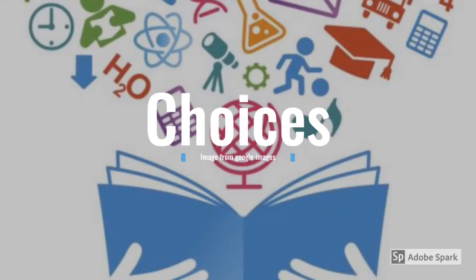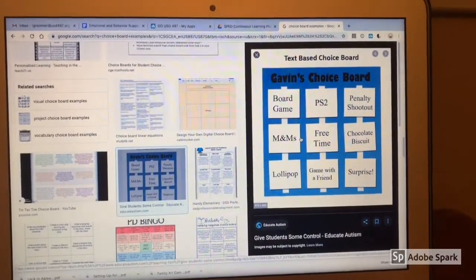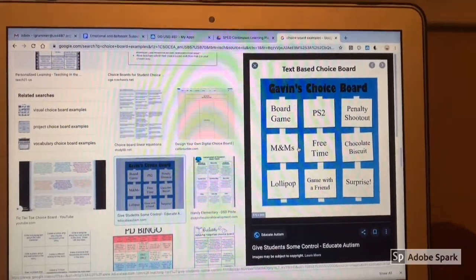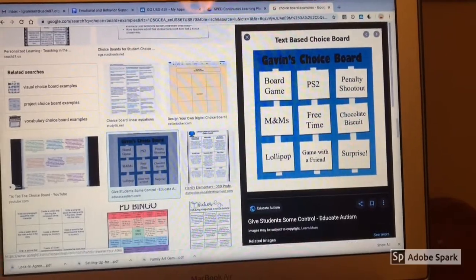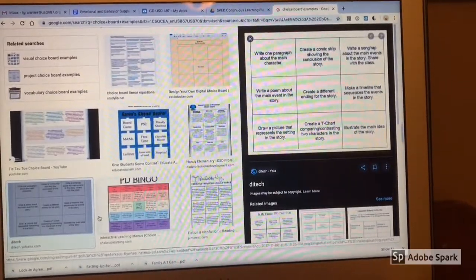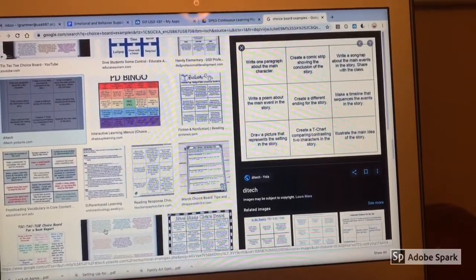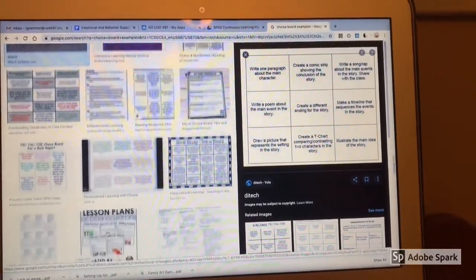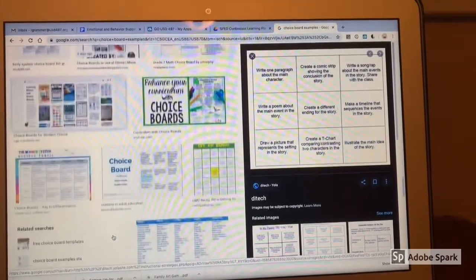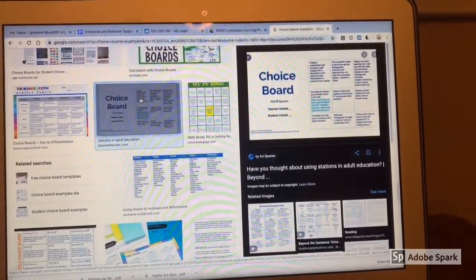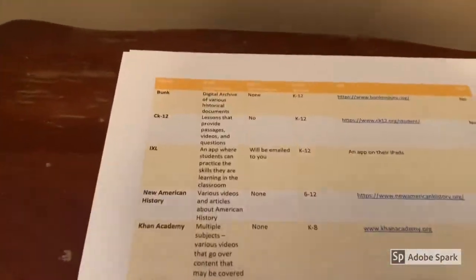What does providing choices look like during continuous learning at home? There are a lot of different types of choice boards. Here I have Googled choice boards and have an overwhelming amount to choose from. Most likely your child's teacher has already provided you with choice boards for specific content. They may have also provided you with a menu. You're more likely to see a menu, a list, such as this, for middle school and high school students.